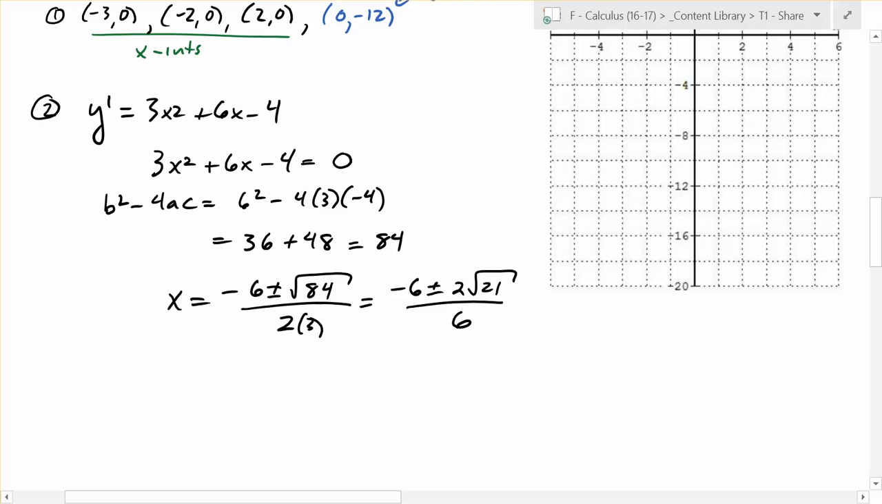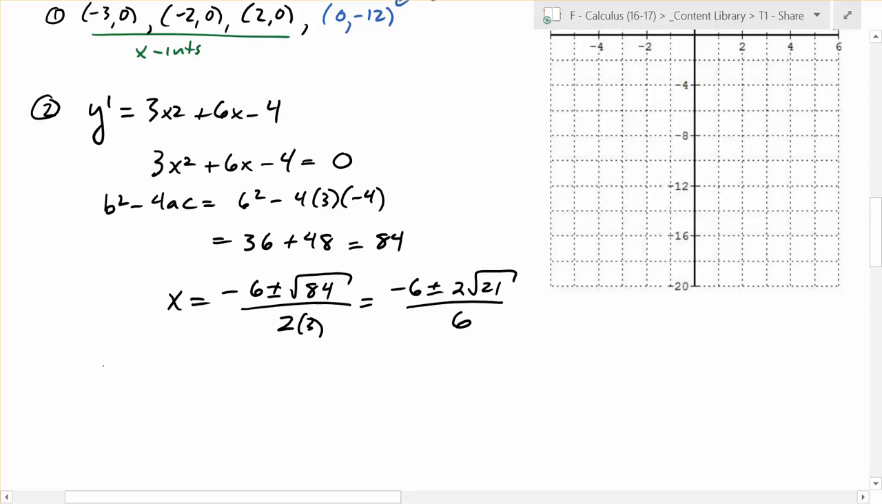So those are the two x values where maxes or mins could occur, right? They could occur. What do you have to do next? Enter them into your calculator using the plus and minus. You could, but that's just for computational purposes. You have to put it back into the original equation to find y values, right? Yes, to find y values, so you know exactly.